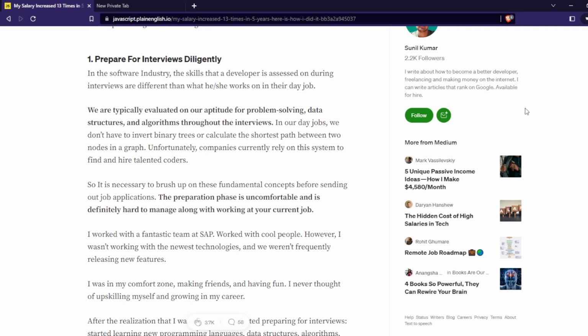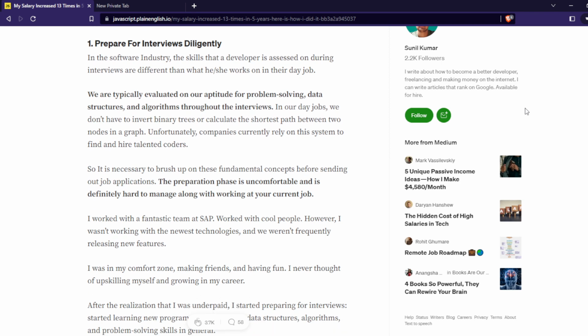In software engineering, the skills that are tested in an interview are different from what we work on in the day job. We are typically evaluated on aptitude for problem solving, data structures, and algorithms throughout the interview. We don't have to invert binary trees or calculate the shortest path in a graph on the job. Unfortunately, companies currently rely on this system to find and hire talented coders.